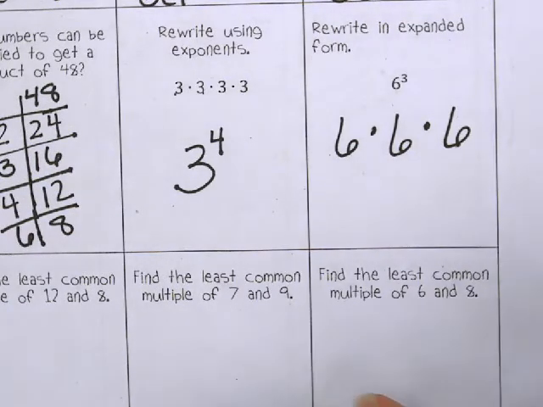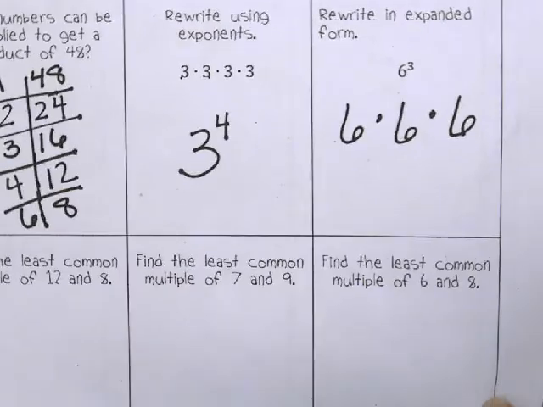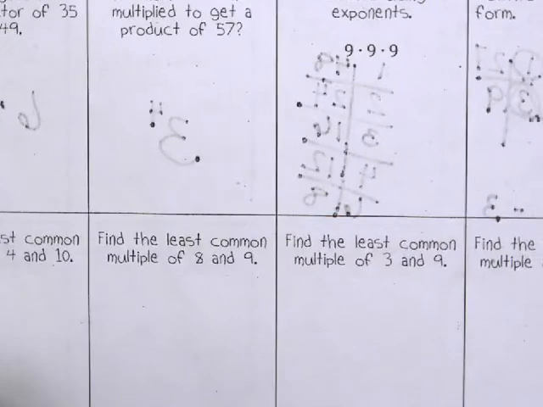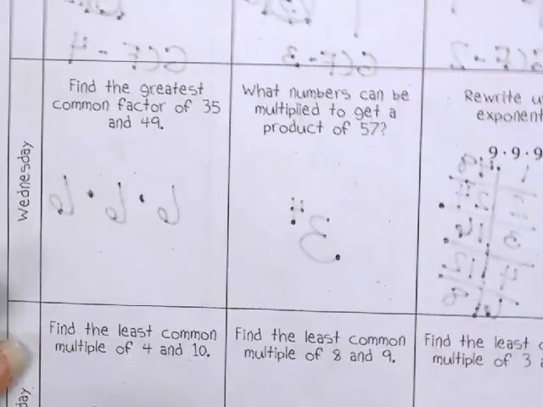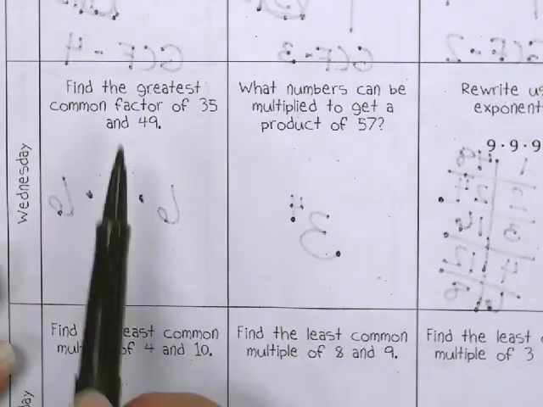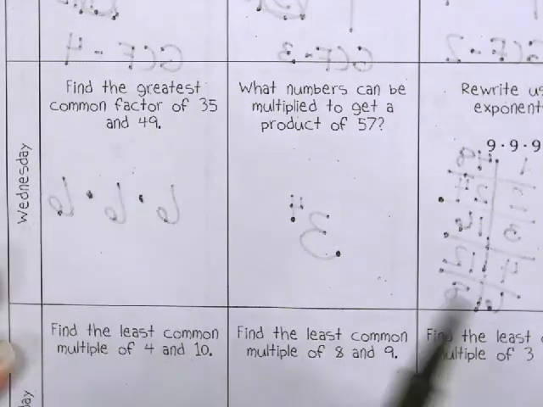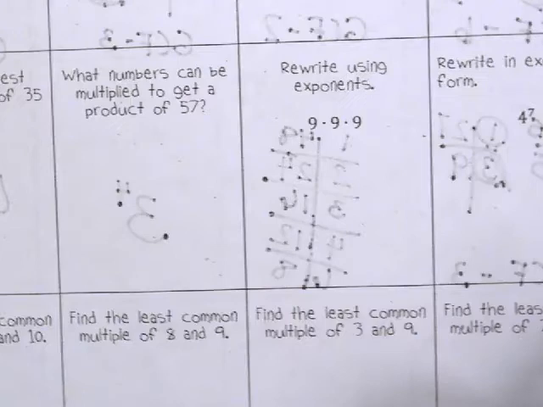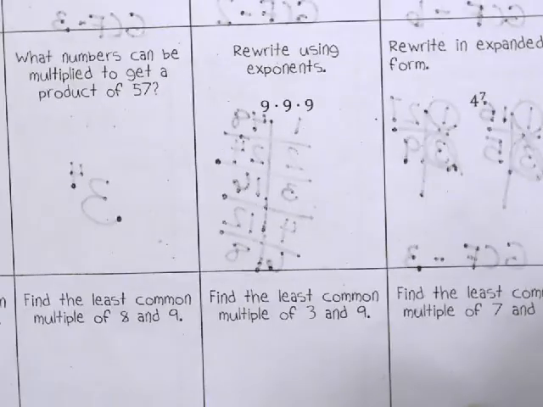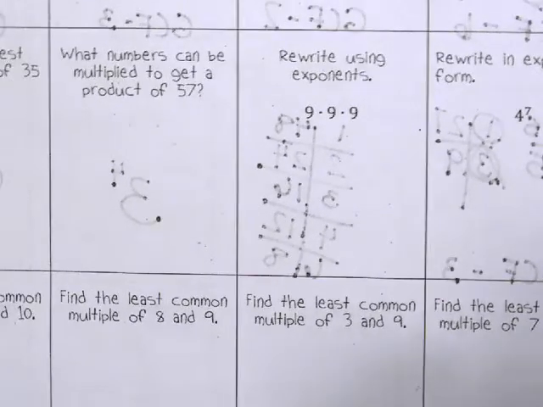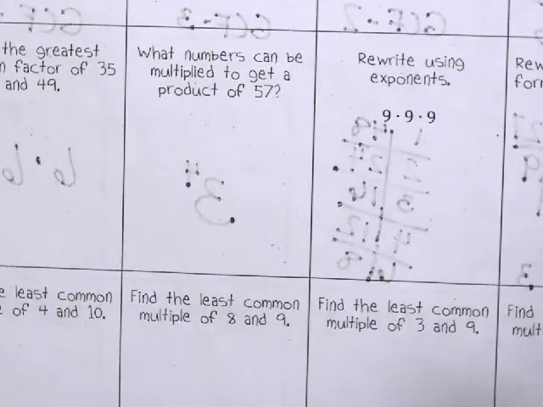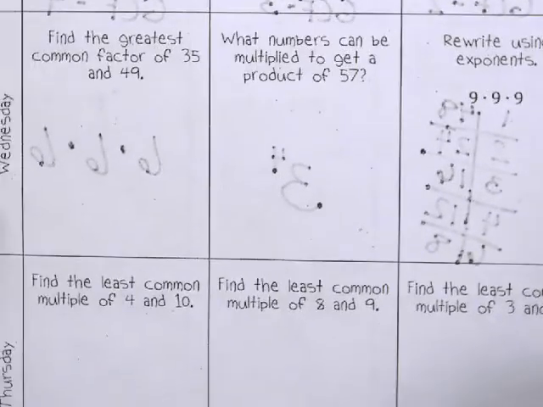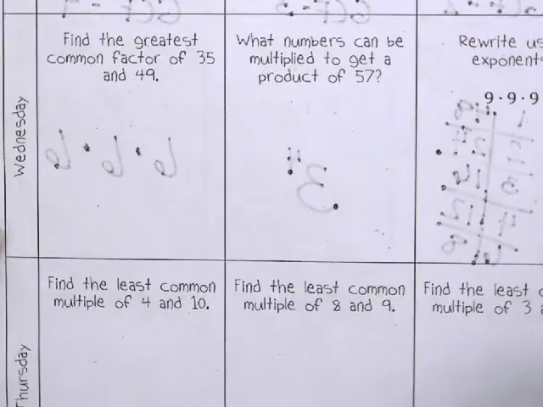We'll take a look at your homework really quickly on the other side on Wednesday. Again, you're doing the same type of things. Here you're finding the greatest common factor. This is what numbers can be multiplied, so you're making those factor pairs. Then rewrite using exponents, and rewrite in expanded form. You can use this video and the other side as examples to help you work through Wednesday homework. Then we'll look over that when you come back on Thursday.